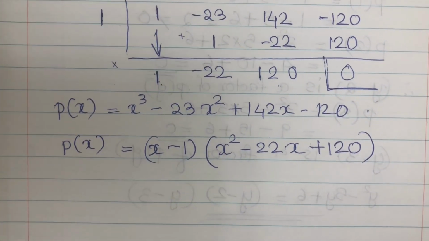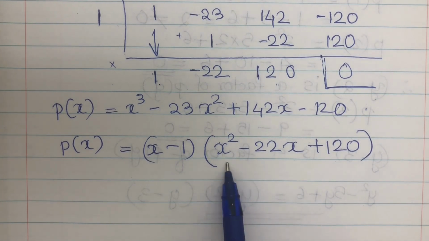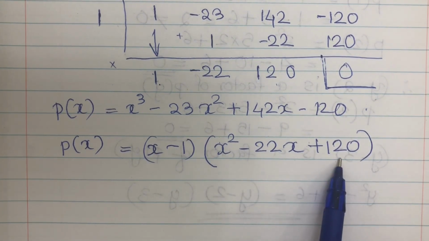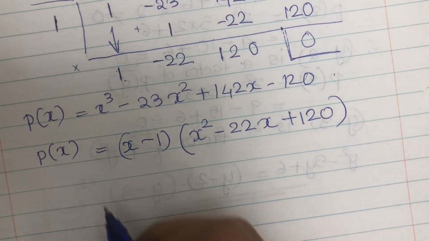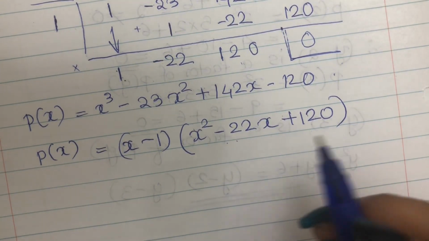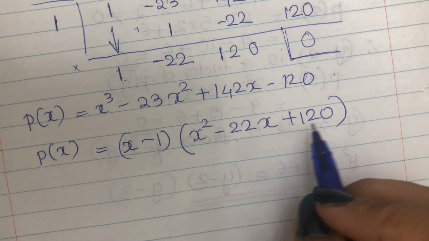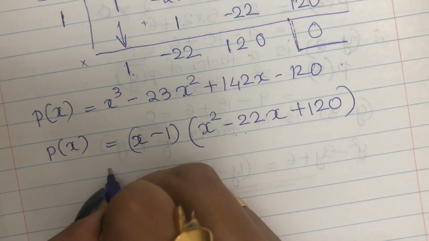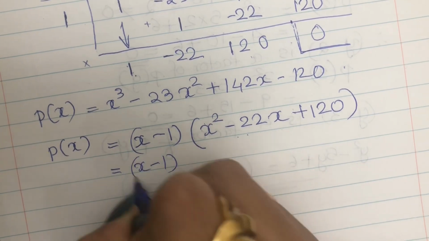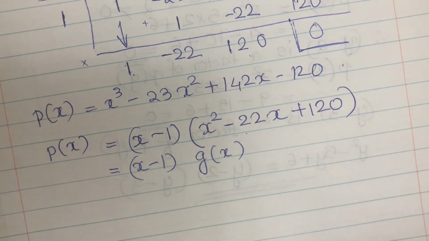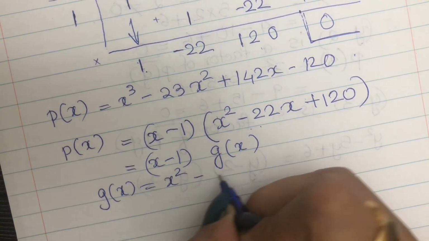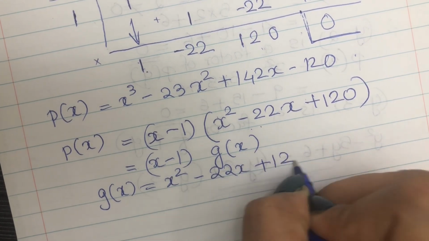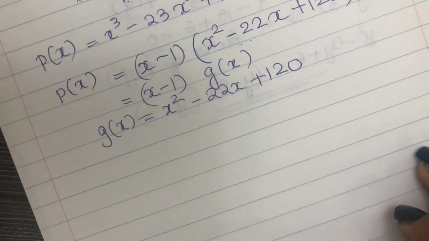See, now what we got? We have got a quadratic polynomial. So you know how to factorize a quadratic polynomial by using the splitting method, right? So it is very easy now. Imagine we take our quadratic polynomial as g of x. So p of x is equal to x minus 1 into g of x. Okay, so now g of x is what? X square minus 22x plus 120. Now we'll do this by using the splitting method.